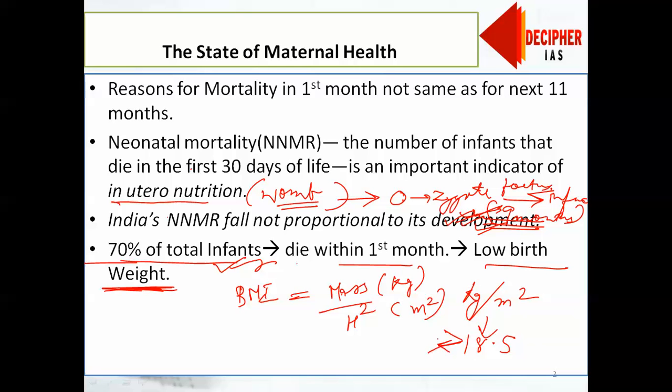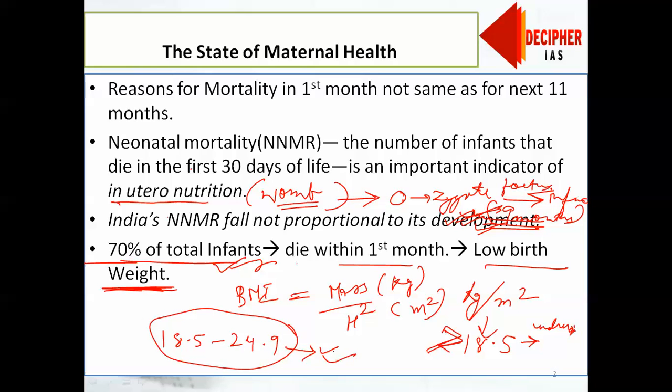that is, the mother is underweight. Normal BMI is 18.5 to 24.9. So this is the optimum mass upon height squared ratio which a mother should have, and above 24.9, that is from 25 to 29.9, it is overweight. And 30 or above is what we call obesity, motapa.